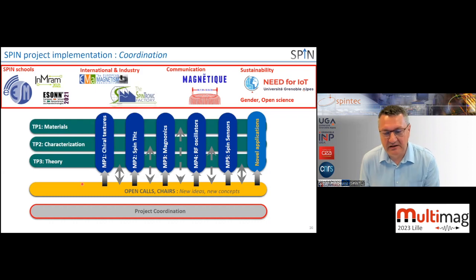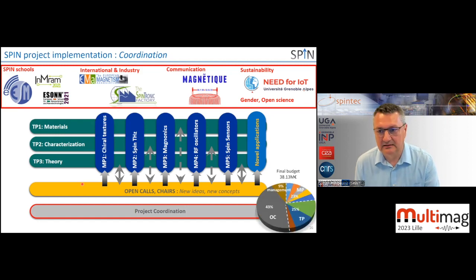In terms of communication, there are some existing ideas like the Expo Magnetique, which was used already at the Palais de la Découverte and is traveling around France. But also there will be some specific actions in sustainability. There is an initiative existing at the University Grenoble Alpes for sustainable microelectronics for Internet of Things, and specific topics on gender and open science also.